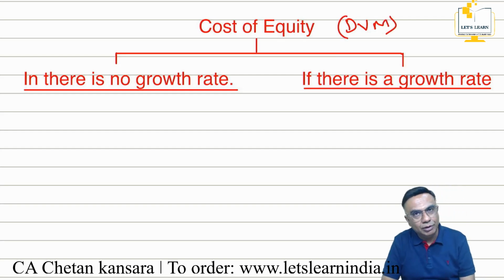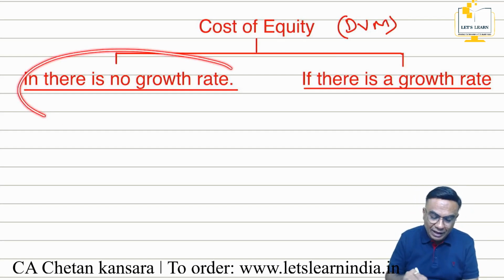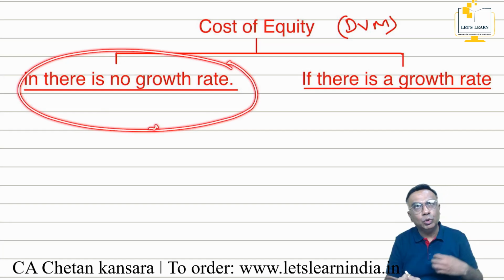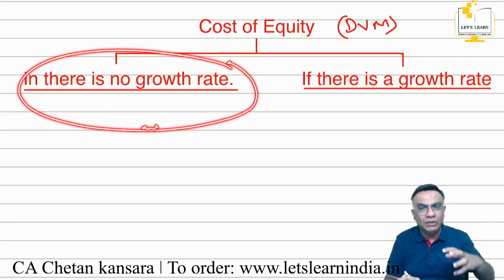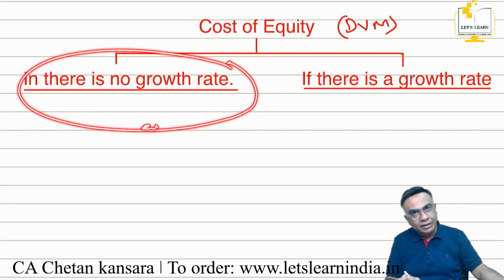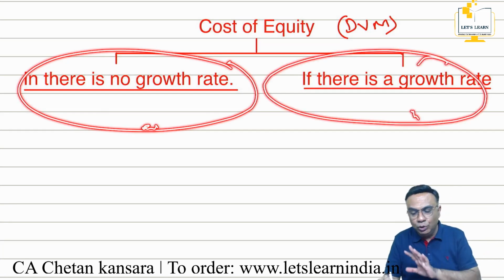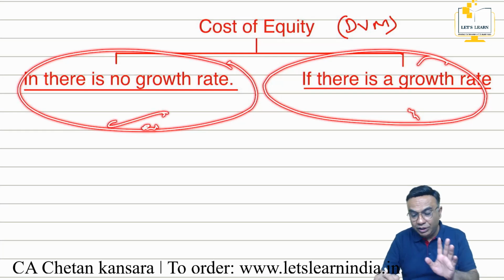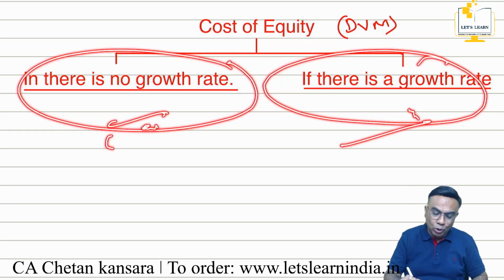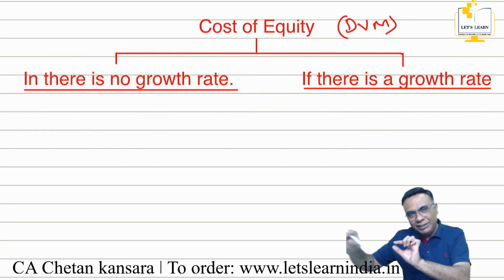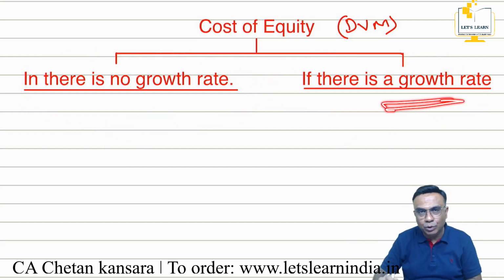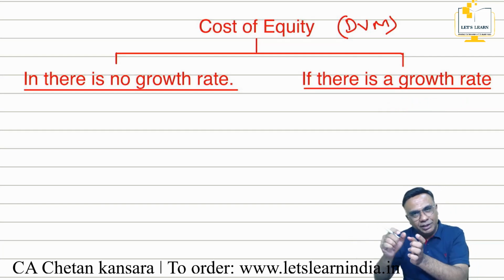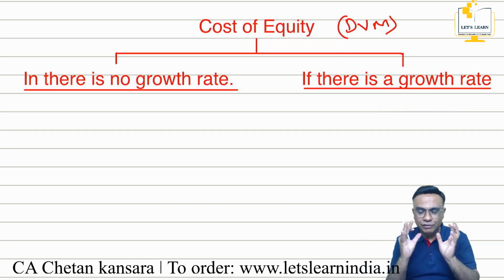Dividend valuation model, right? Now it depends on whether the company has growth. Growth means what? Growth in profits, so hence there will be a growth in dividend. No growth means constant dividend, and if there is a growth, it will increase at a particular rate. Now what is the formula?